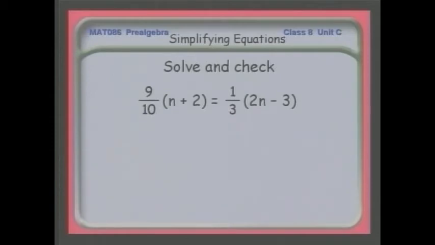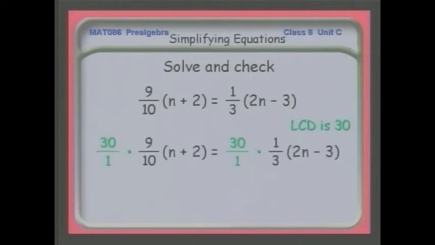9/10 of the quantity n plus 2 is equal to 1/3 of the quantity 2n minus 3. First thing we need to do is look for a least common denominator. When I start thinking about this, what kinds of things can I multiply the 10 and the 3 by until I get something that's the same? I think and think and think, and finally wind up with 30. That's the best I can do.